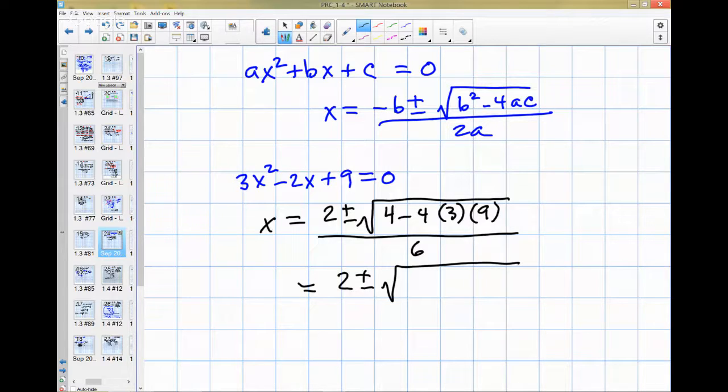Yeah, this one's not going to come out to be very sensical, is it? What's 4 times 3 times 9? 12 times 9? 108. What's 4 minus 108? -104. So this is impossible. This particular one has no solutions. Why? Because we have a negative under the root and we're stopped in our tracks.